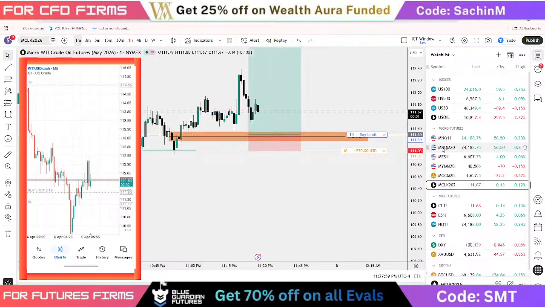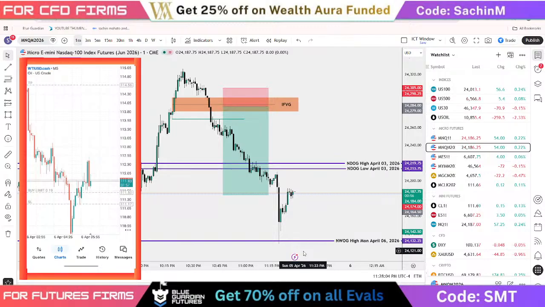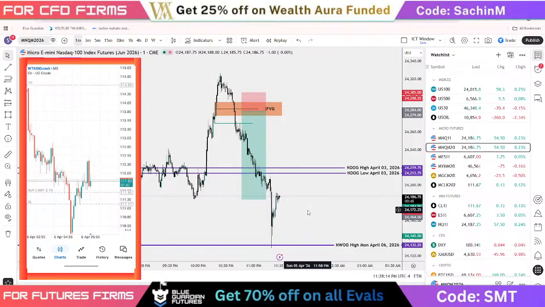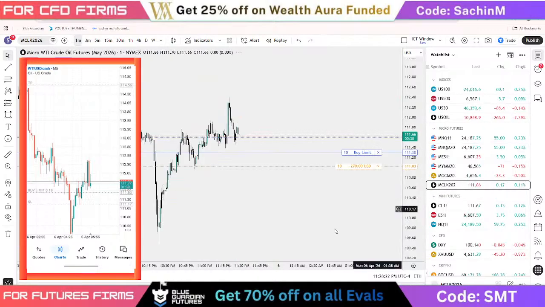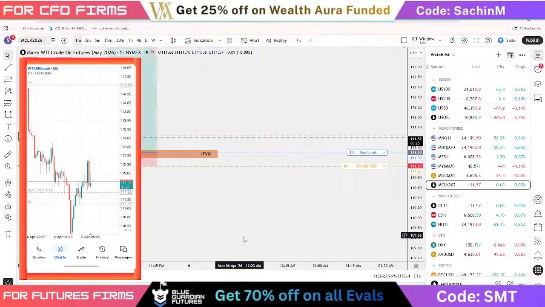Let's look at MNQ. As I said, this market could take out up to this liquidity, and this liquidity has been taken out. Now if the market tries to go up, it will have to create a market structure shift, and there we can take an entry. For now, the crude oil has given a black candle, and let's see if it takes our entry and respects our model.